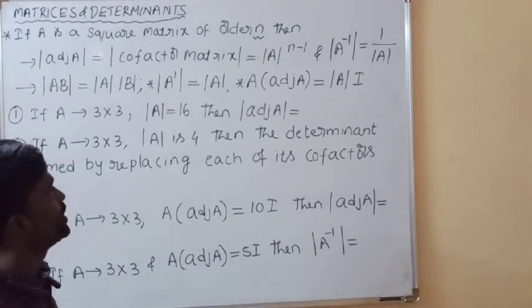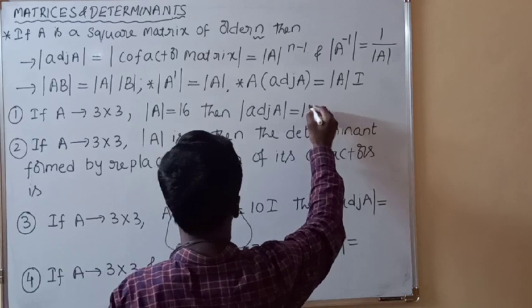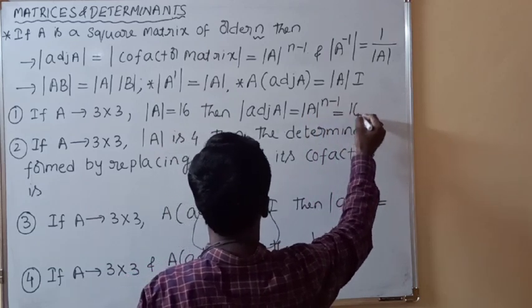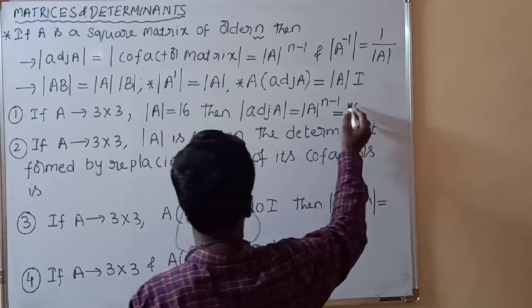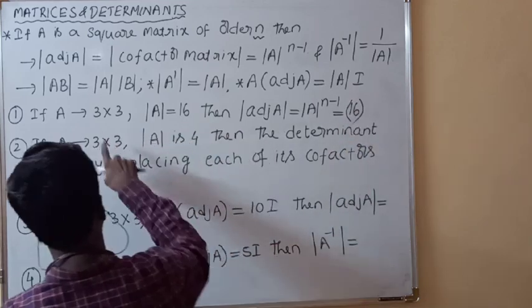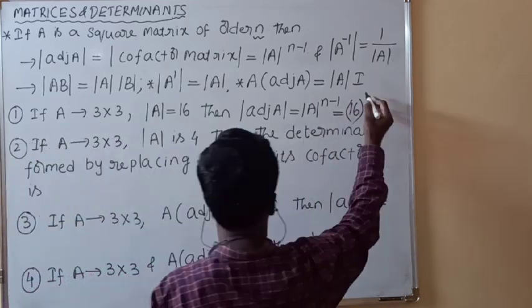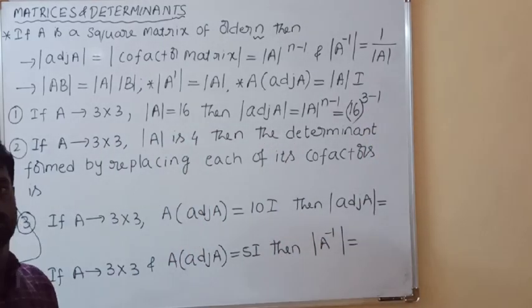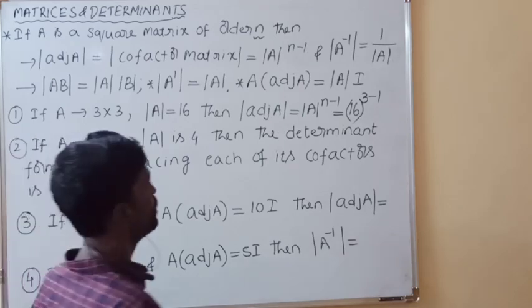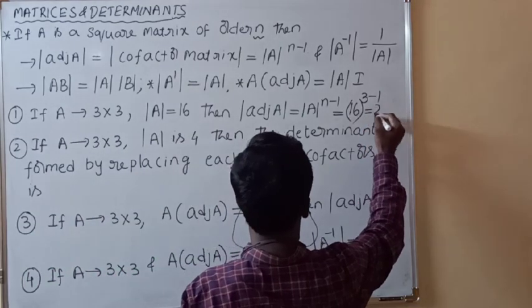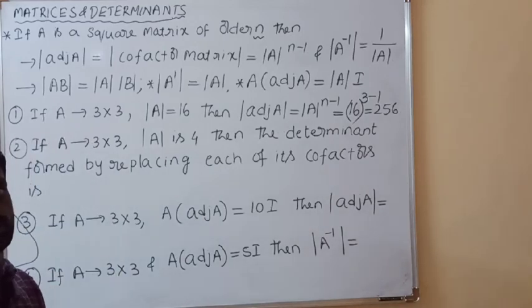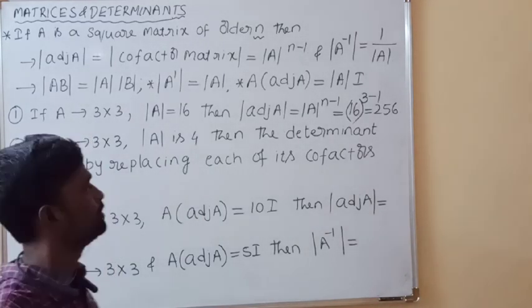So what is the det of adjoint A formula? Det A power n minus 1. So here what is det A? 16. Power n minus 1. What is n value? 3. So power 3 minus 1. So 16 power 3 minus 1 is nothing but 16 square. So what is 16 square value? 256, over. So hardly just 5 seconds. Okay. Next.